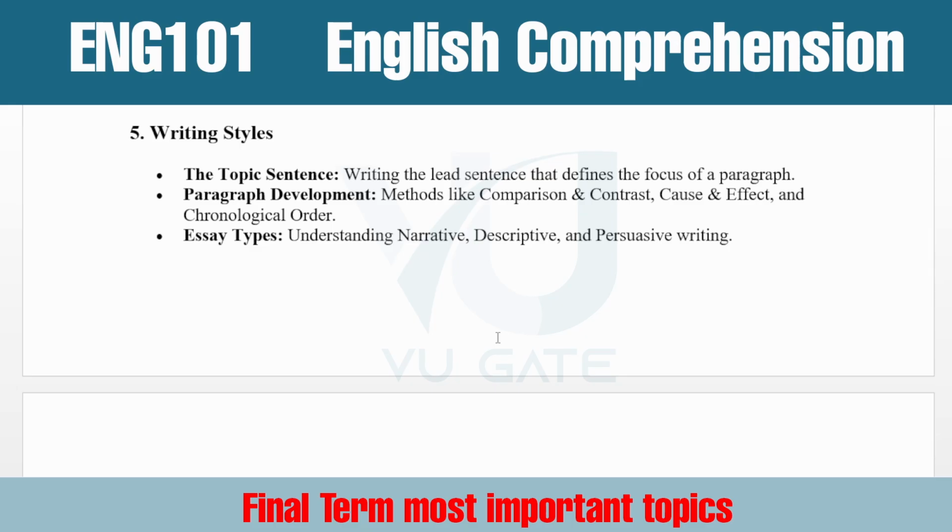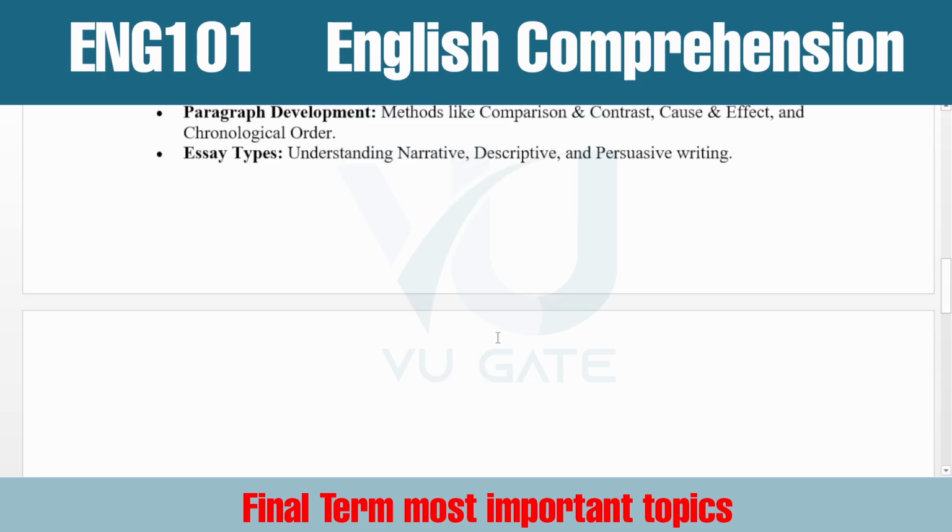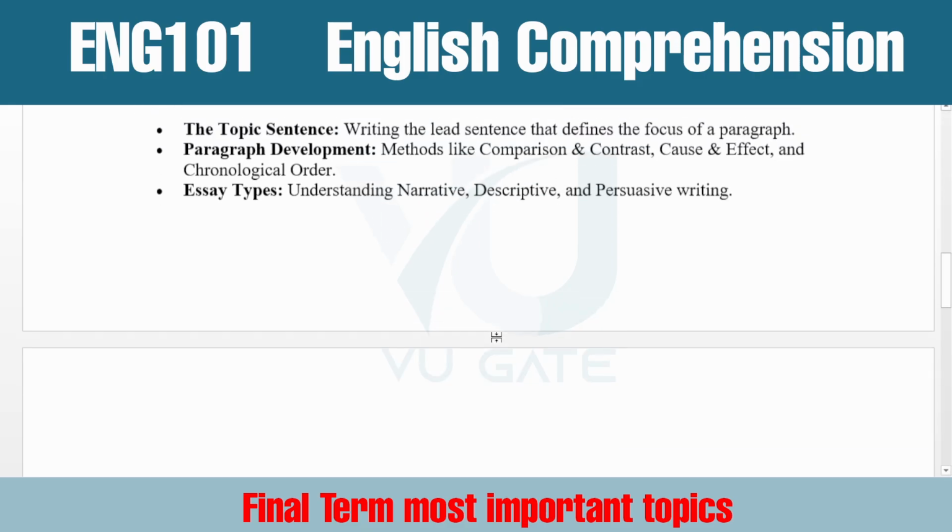paragraph development like comparison and contrast and cause and effect, while also learning to distinguish between narrative, descriptive, and persuasive writing, which is a style specifically designed to convince the reader to take a certain action or adopt a particular belief.